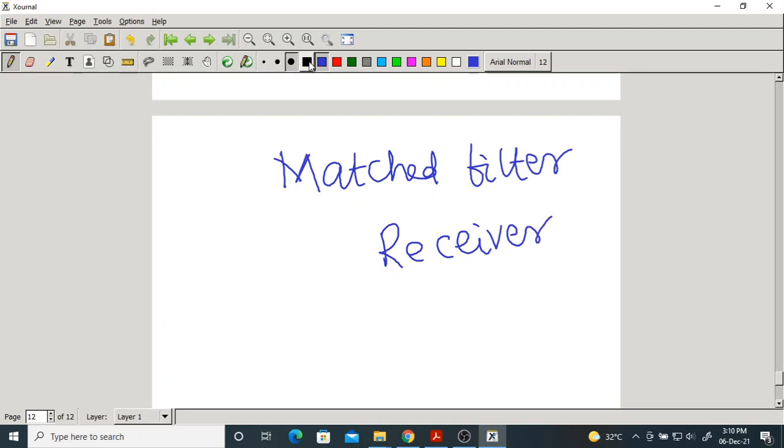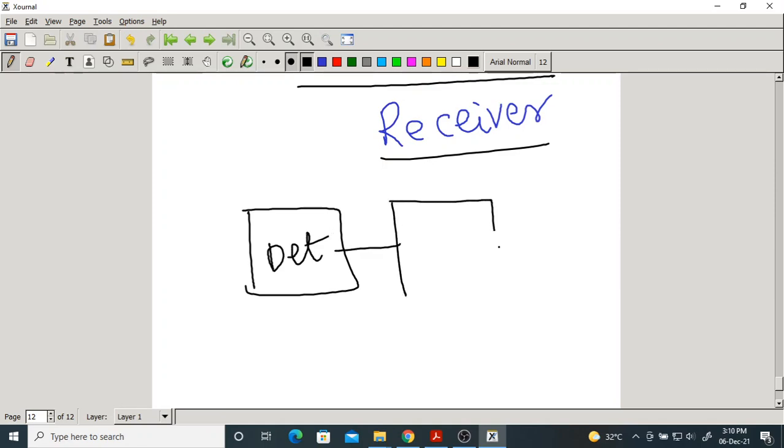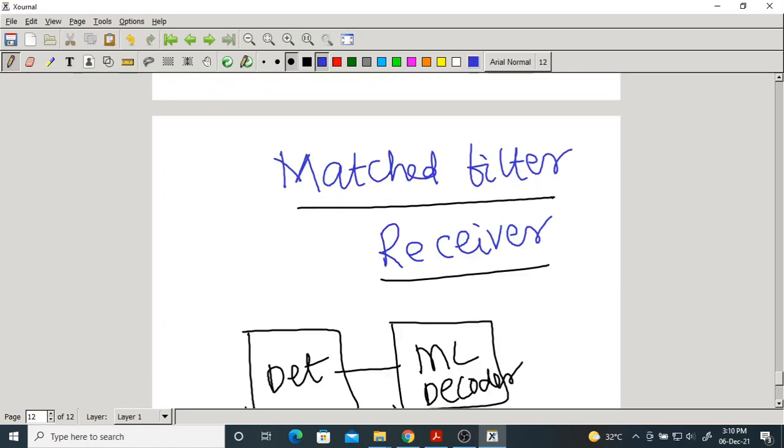Already we have discussed receivers, no? I mean, the receiver contains a detector or demodulator followed by ML decoder. We have discussed it already while discussing the probability of error calculations. But I will discuss a similar receiver. It is also just like previous receivers, but it has got significance.